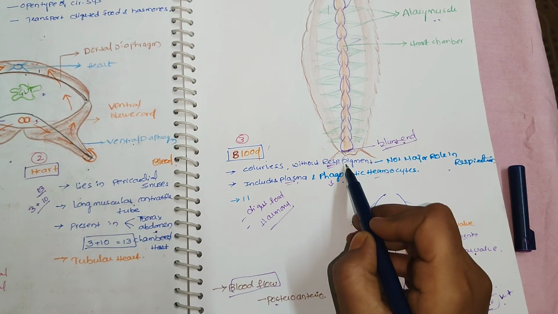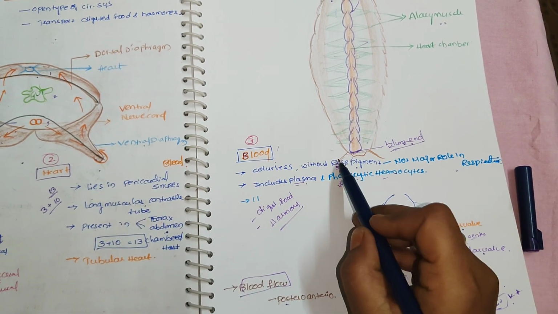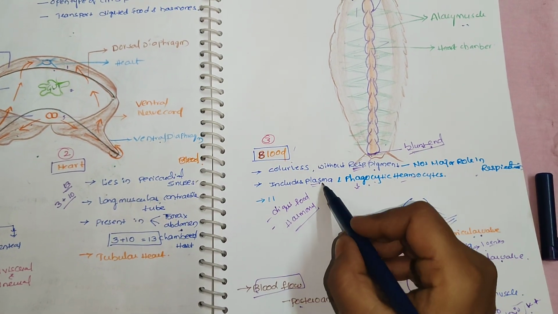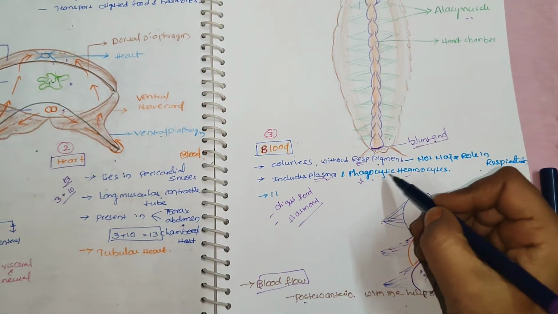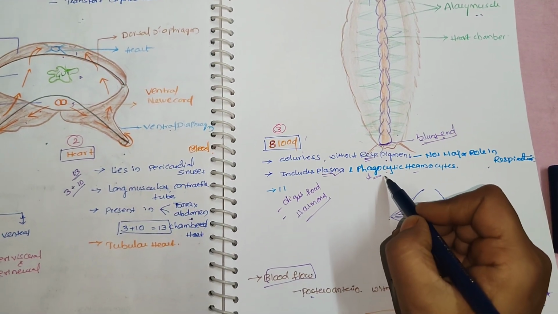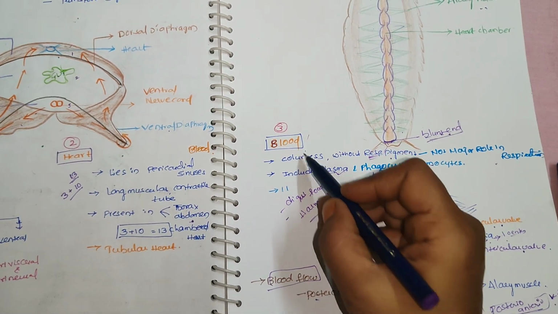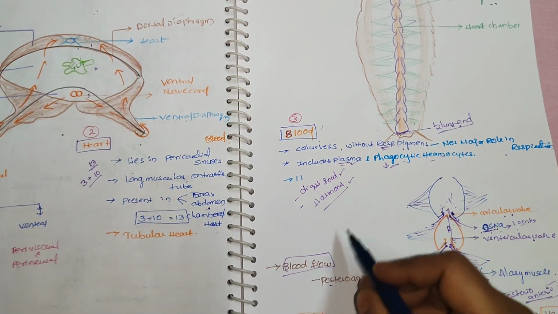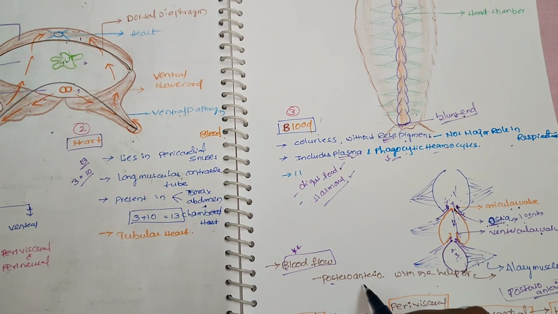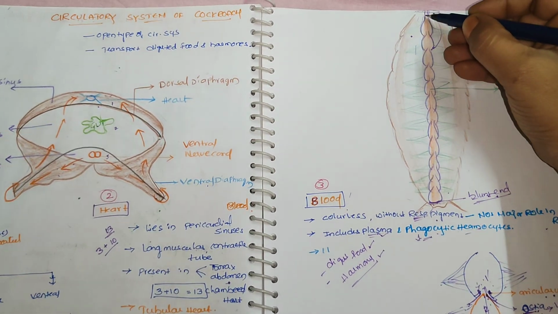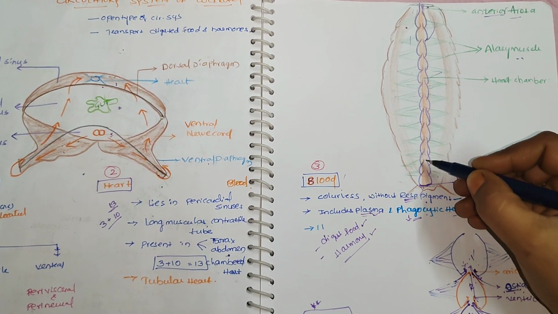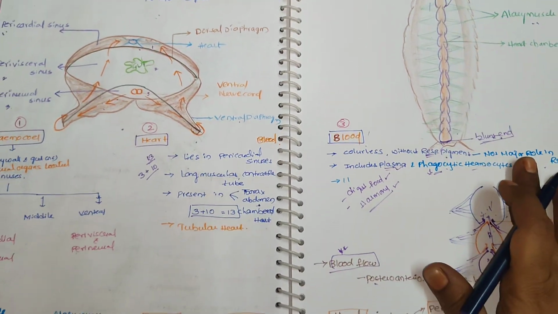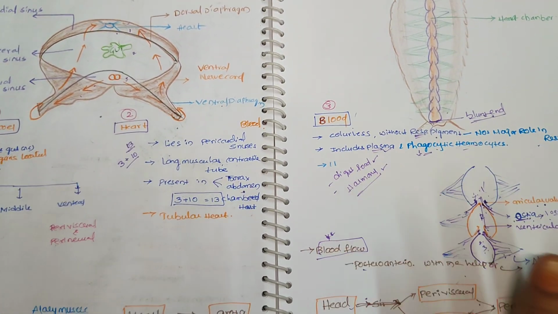Blood is colorless and without respiratory pigment. It does not have a respiratory pigment, which is why it does not play a key role in respiration. But it has plasma and phagocytic hemocytes. Phagocytic means they kill microorganisms. The blood function is to transport digested food as well as hormones. And very importantly, the flow of blood is posterior to anterior, not anterior to posterior. The blood will flow from here to here, from posterior to anterior. So that is the information regarding the blood.